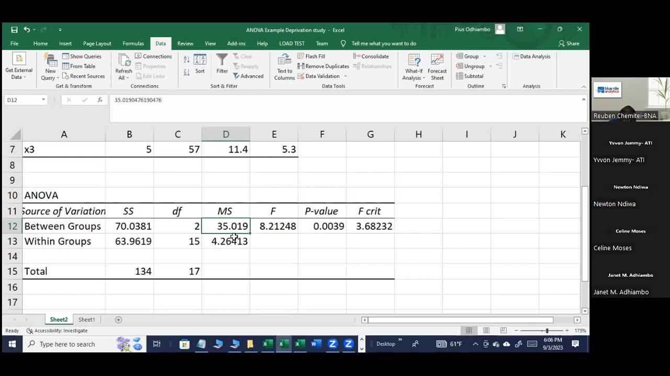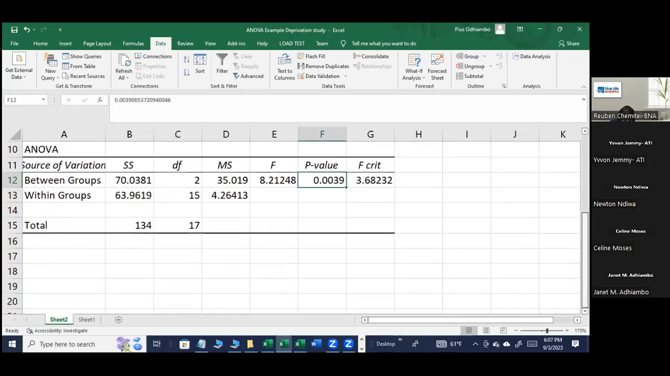So when you divide 35.019 by 4.26, then you'll be able to get 8.2. And then we have what we call the P value. P value is sometimes called the significance value. And that significance value is what has been computed here as 0.0039. And because the significance value was taken at 0.05, this particular value 0.0039 is less than 0.05. And because of that, then we talk about significance.